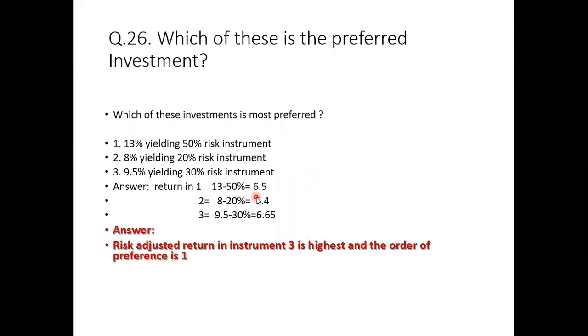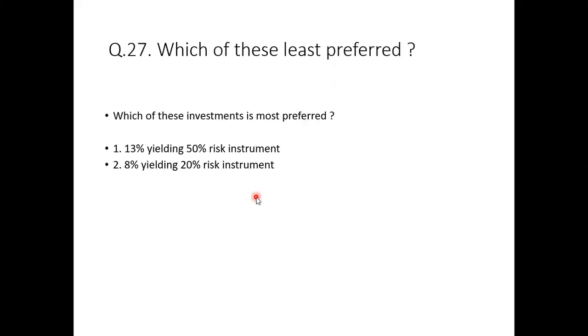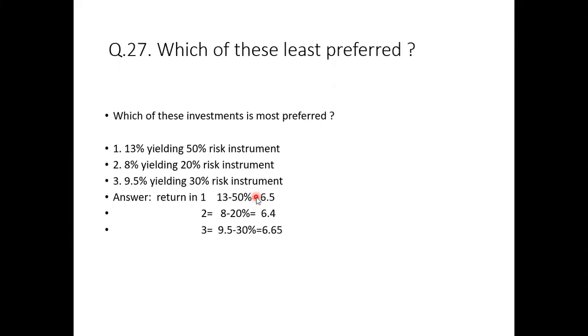Quick revision. Yes, 27. Which is least preferred? Instrument 2, because its return is only 6.4 after adjusting for risk. So you don't invest in it. This is the best, this is the least, and this is the middle. Grading.